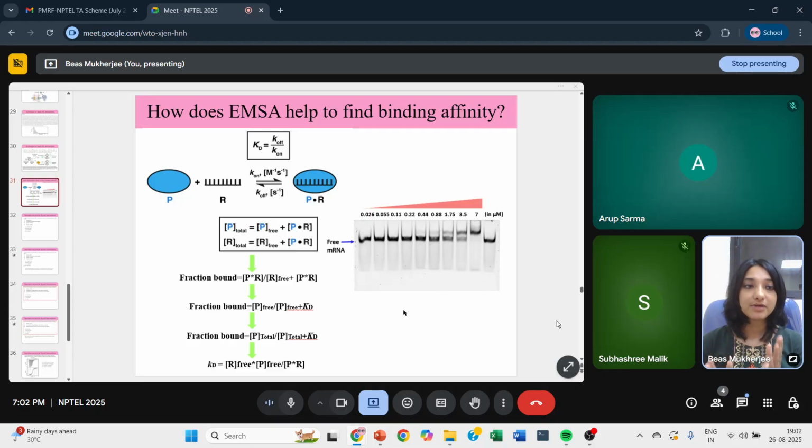So fraction bound becomes P total divided by P total plus Kd, and Kd is equal to R free times P free divided by complex. Now I do not know R free and P free, but I know P total, and I will be able to calculate Kd from there. Okay.